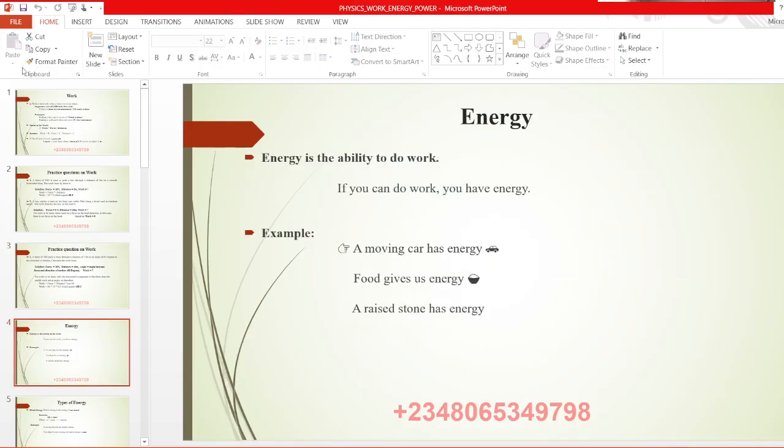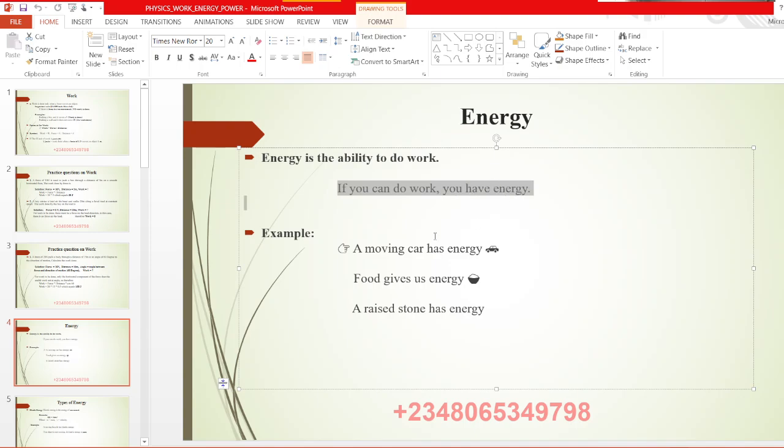Energy. Energy is the ability to do work. For work to be done, there must be a force pushing a body or object in a certain direction. The ability to do that work is called energy. So if you can walk, you have energy. Example, a moving car has energy. Food gives us energy. A raised stone has energy.